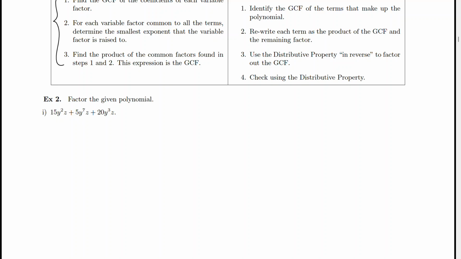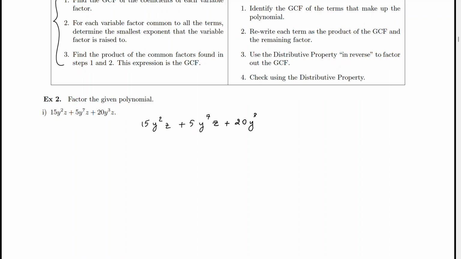And so in example 2, we are told to factor the given polynomial. Sometimes they'll say the words "factor completely." It does not matter what it says. We will begin with the same strategy, the same process always, which is first write the problem down so you can recognize what you're dealing with.